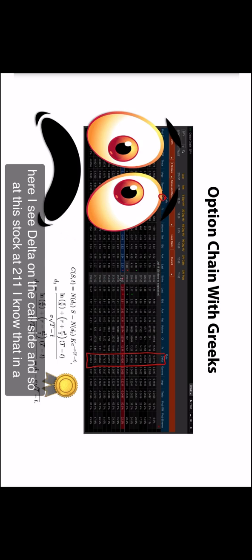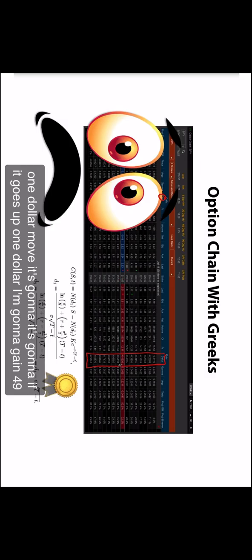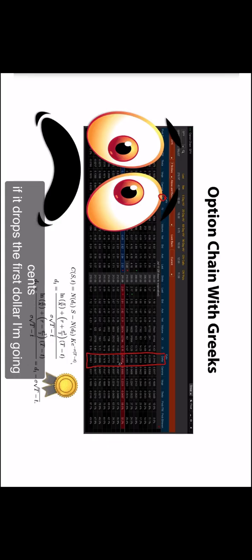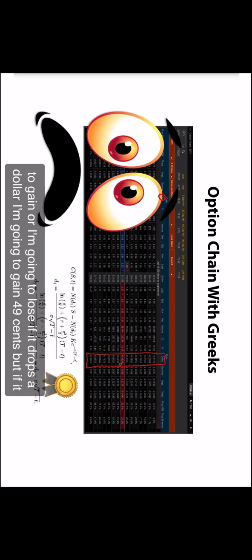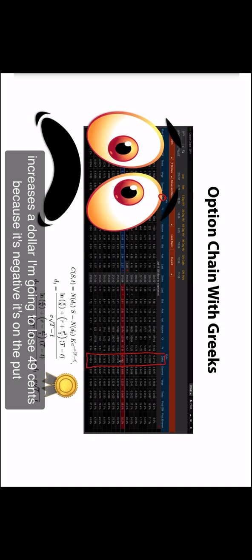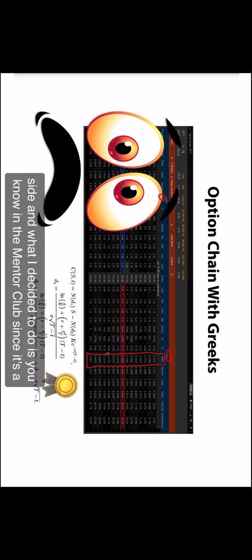With the stock at 211, I know that if it goes up $1, I'm going to gain 49 cents on the call side. If it drops $1, I'm going to lose 49 cents. On the put side, it's negative, so if it increases $1, I'm going to lose 49 cents, and if it drops $1, I'm going to gain 49 cents.